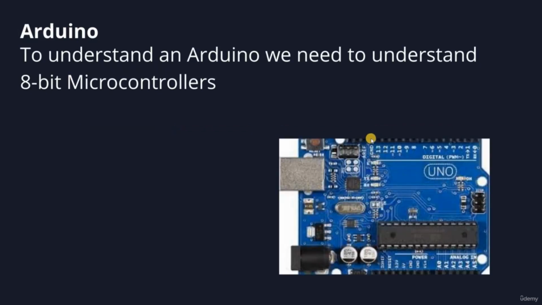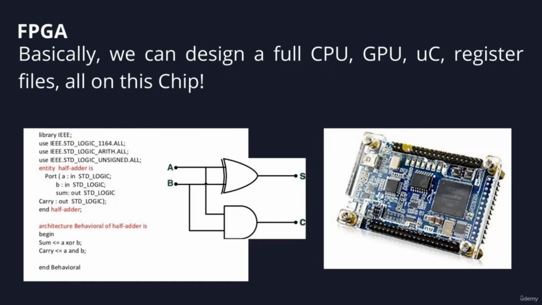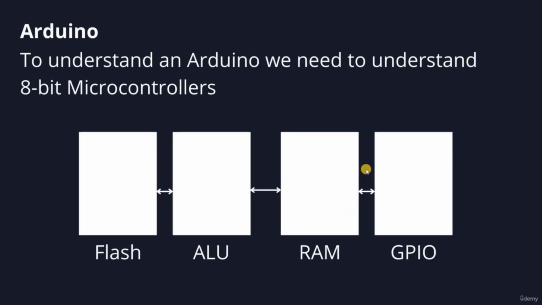Let's go back. See all of these pins right here? These IOs 0, 1, 2, 3. You can read from sensors and you can activate motors and lamps using these IOs. This IO bridge here and IO bridge here. Same thing here. The FPGA contains IO bridges here and here in order to communicate with other sensors and actuators. So an Arduino basically contains a flash, ALU, RAM, and GPIO.